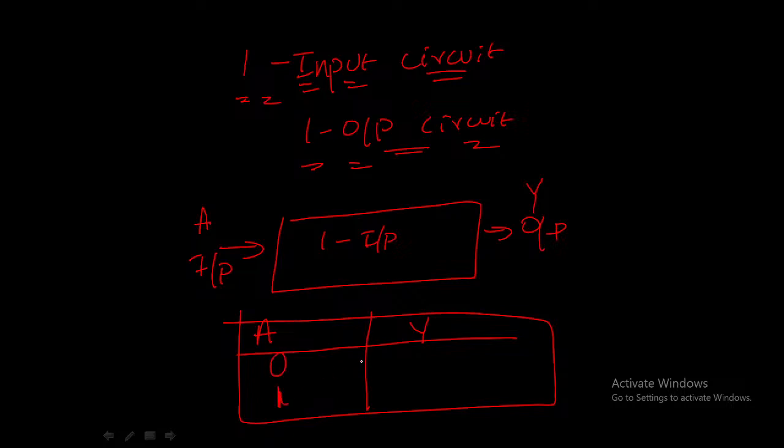Depending upon the circuit inside this black box, our output will be generated. It may be 0 or it may be 1 when A is equal to 0, and it may be 0 or 1 when A is equal to 1. So this is how the truth table gives the relationship between the input and output. This is the case of a one input circuit.